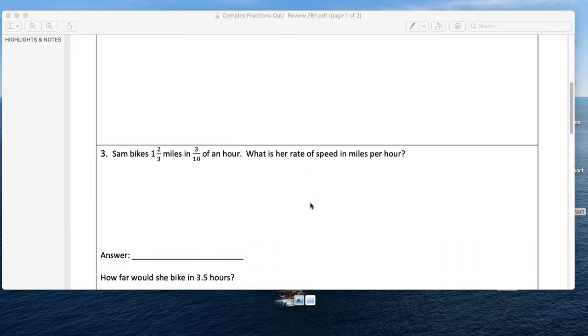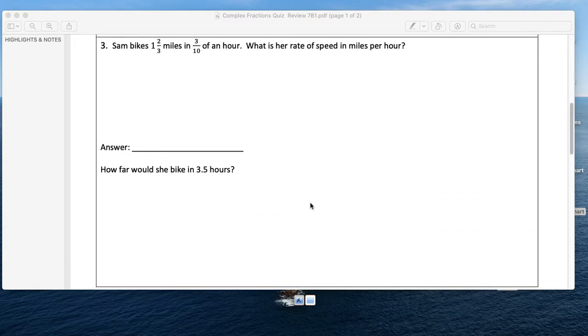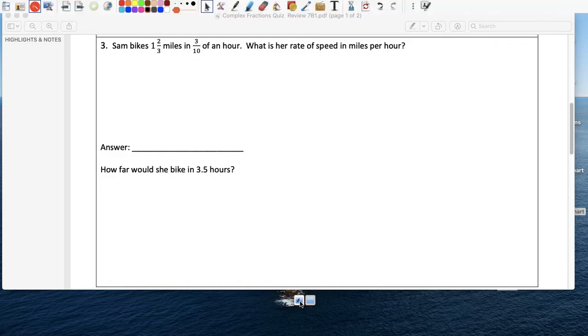The bottom one, Sam bikes. Okay, so this is one of those questions. Sam bikes 1 2/3 of a mile in 3/10 of an hour. What's his speed in miles per hour? So what's the unit rate? So 1 2/3. Again, please show your work. Please write your units. So 3/10 of an hour. No, we don't have to change. It's already an improper or proper fraction, so we're good here.